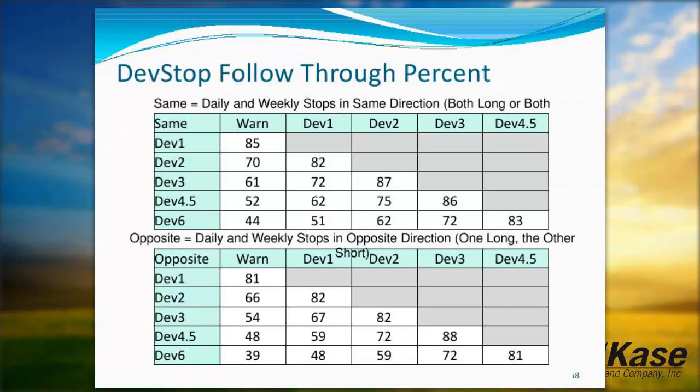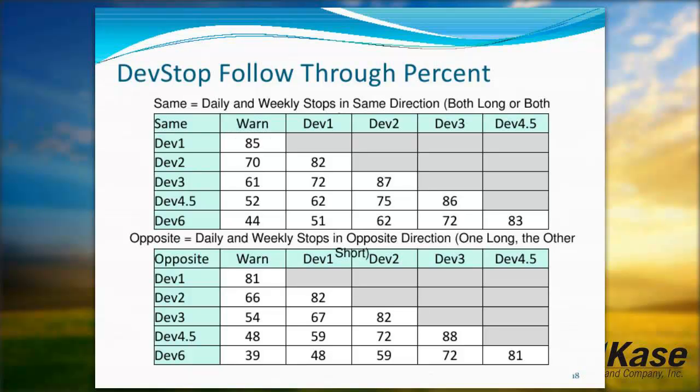Okay. When I hit Dev 1, there's an 82% probability for Dev 2, a 72% probability for Dev 3, and so on. So I can look at a market and say, well, this market's already hit Dev 2. What's the probability of hitting Dev 3, which is at a certain price point? I know that there's an 87% probability based upon this table. Once Dev 2 is hit, there's an 87% chance that Dev 3 will be hit.